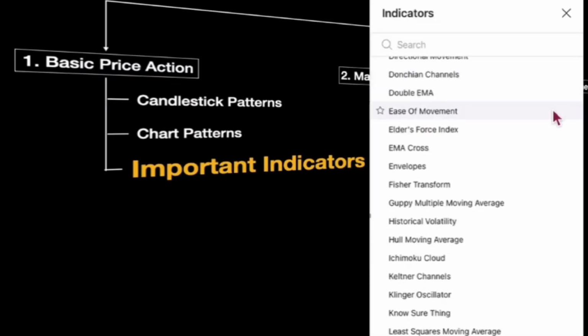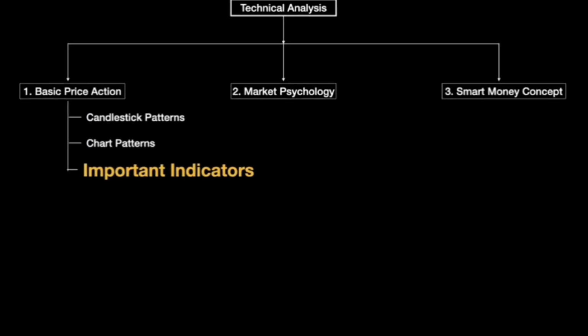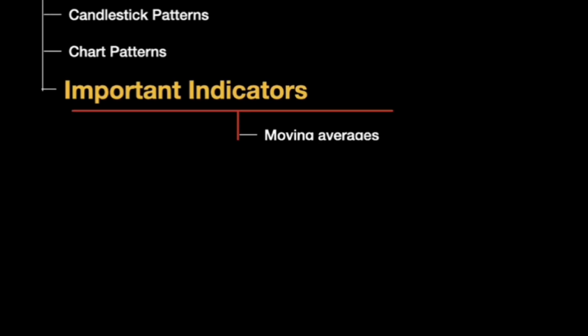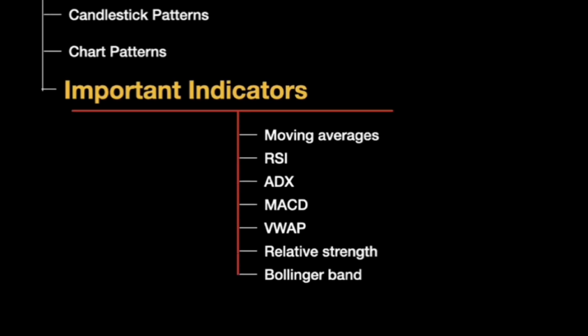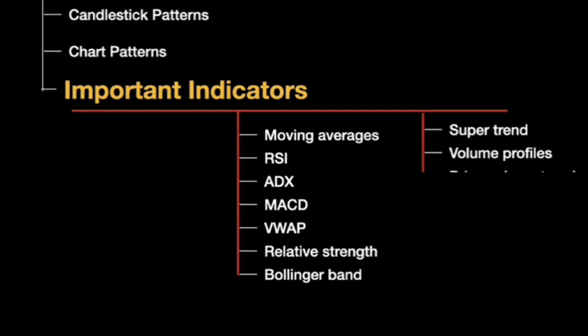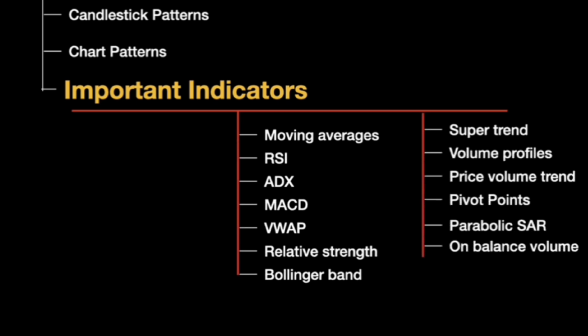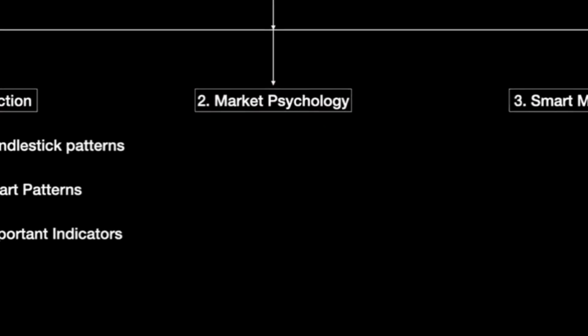Important indicators. Although many indicators are available, we will focus only on a few important ones, such as moving averages, RSI, ADX, VWAP, relative strength, Bollinger Bands, supertrend, volume profile, price volume trend, pivot points, parabolic SAR, on-balance volume, Williams alligator, and Williams %R.